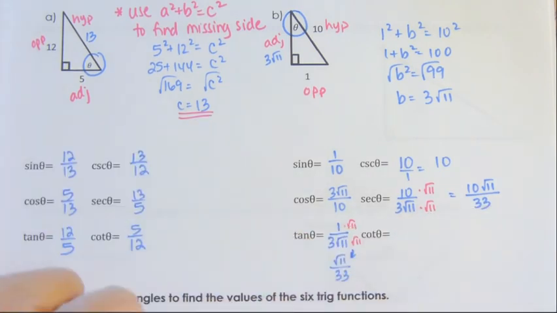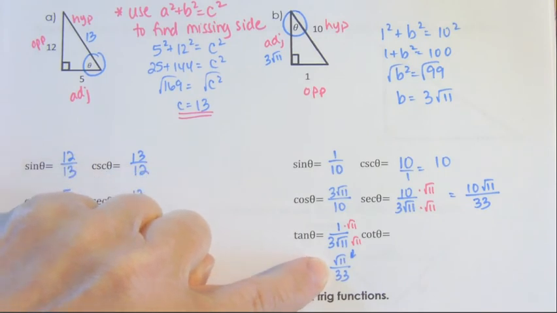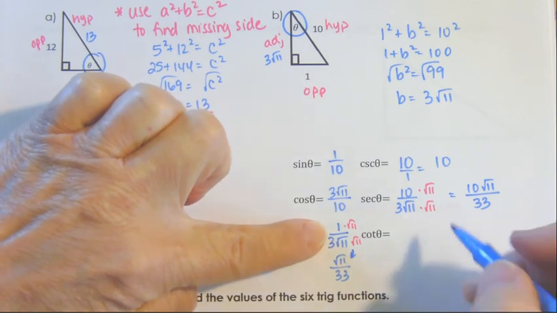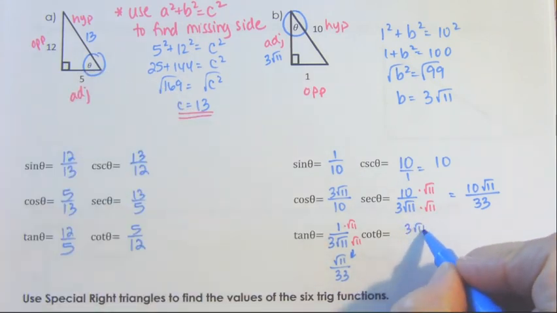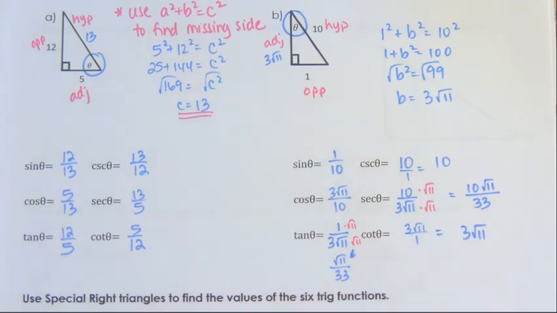Now, if I'm going to do cotangent, it's going to be really silly for me to flip this one because then I have a radical in the denominator again. So I'm going to go ahead and just flip my original. So if I flip 3 radical 11 over 1, that's just 3 radical 11. All right, the next video is going to jump into some more geometry review.